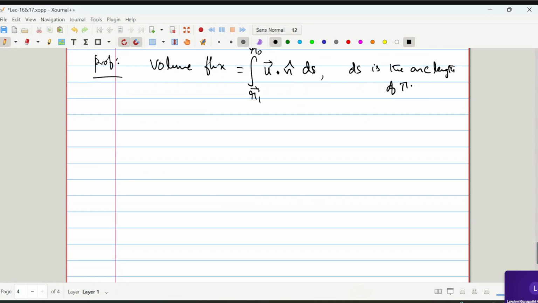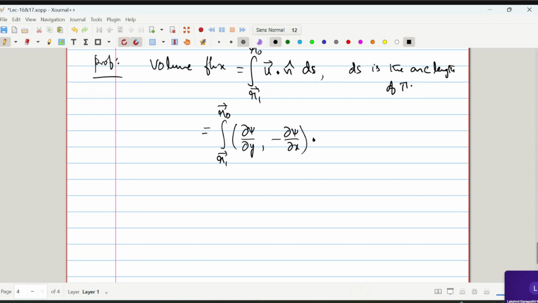Now, how do you evaluate this one? You know the stream function, right? So you'll have R1 bar, R0 bar. What is u in terms of the stream function? The u component is dou psi by dou y, and the v component is minus dou psi by dou x. That's how you take the two-dimensional dot product.